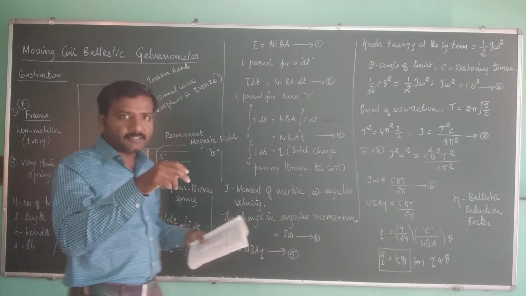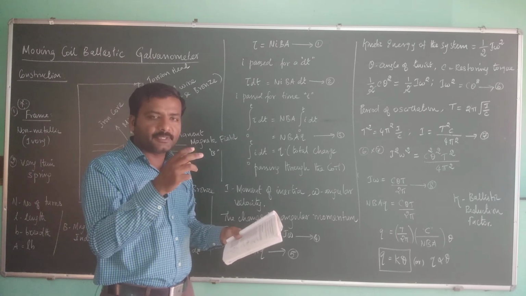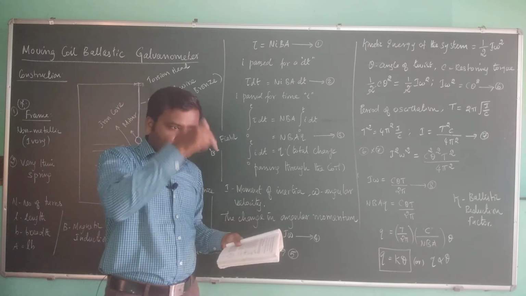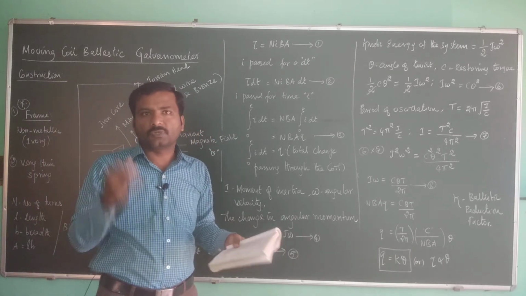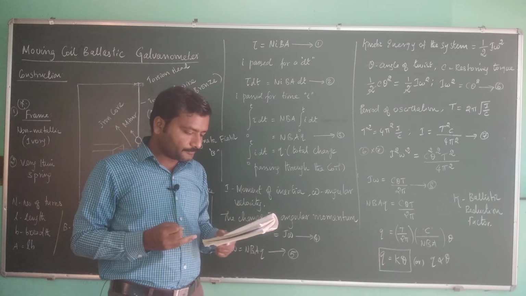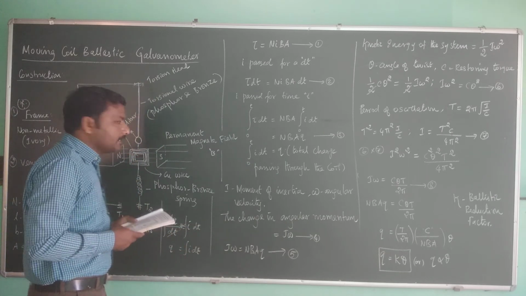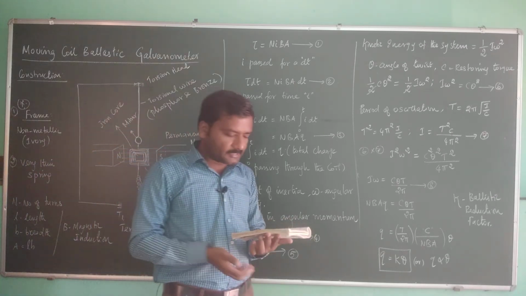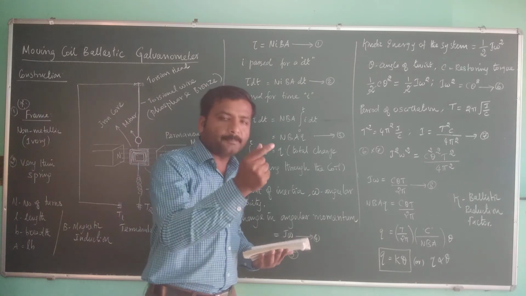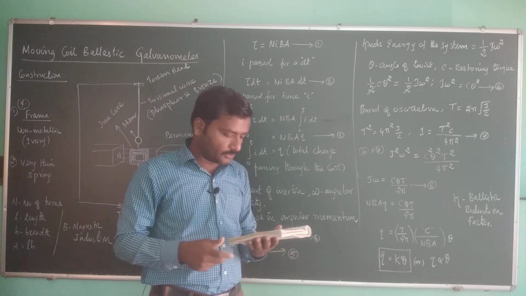When you pass the current, a force is created. For that force, a force couple is created, so that the coil starts to deflect. Before the deflection starts, this momentary charge should pass through it, which means the current should pass very quickly. Another thing is, it should have a high moment of inertia. This system has a high moment of inertia, so that this momentary impulse gets registered.